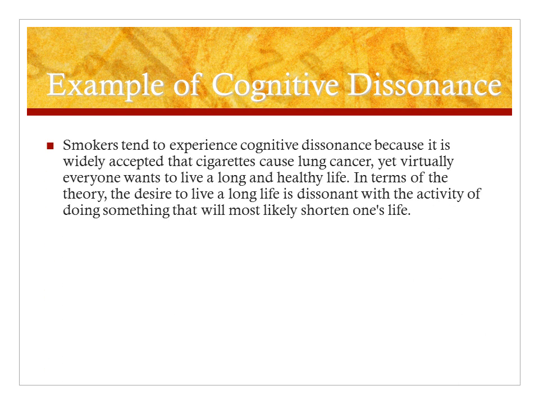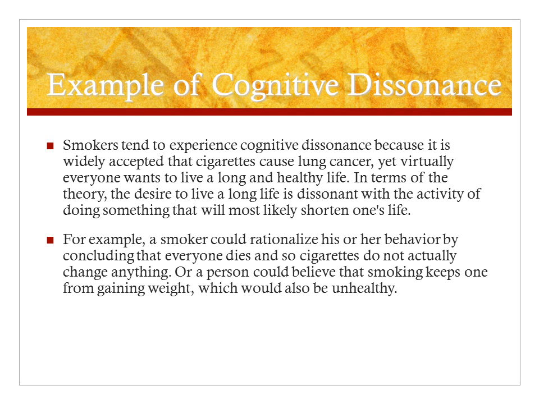So here's my example. Smokers tend to experience cognitive dissonance. It's widely accepted that cigarettes cause lung cancer. So they're smoking and they know they're doing this behavior, and they know in their head the behavior is bad. So they've got one action that they're doing, and then they've got the thought process. Those two things are kind of in conflict, the behavior and the thought process. So they change their thought process.